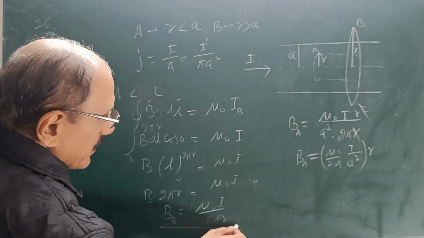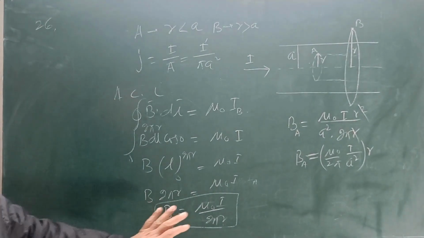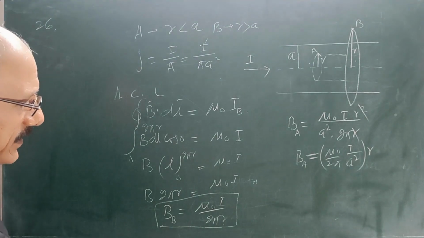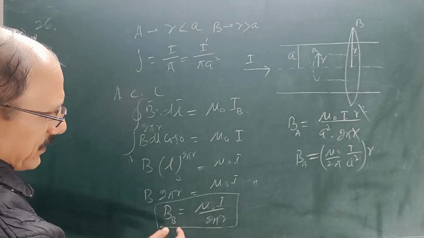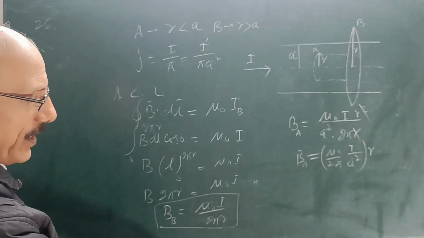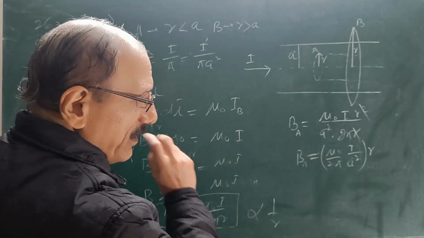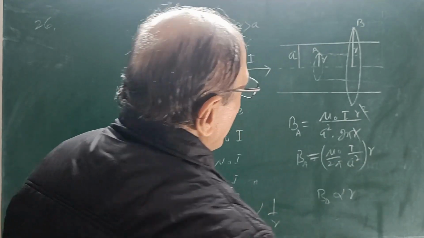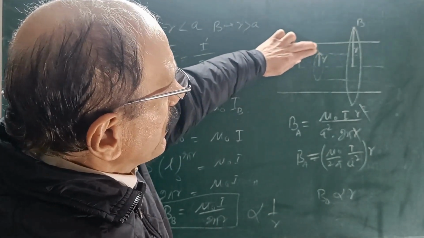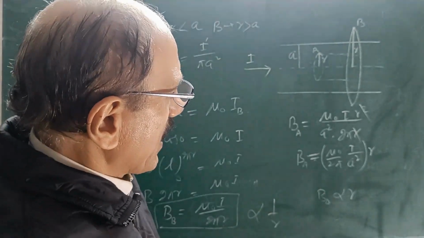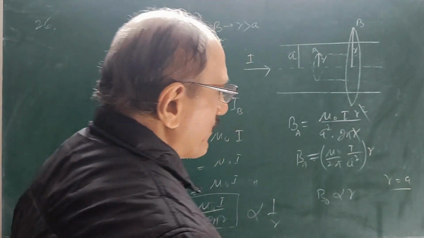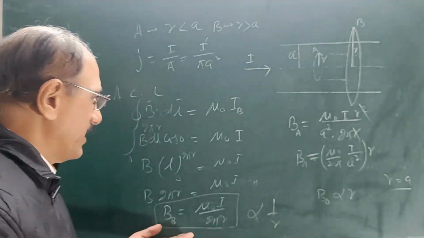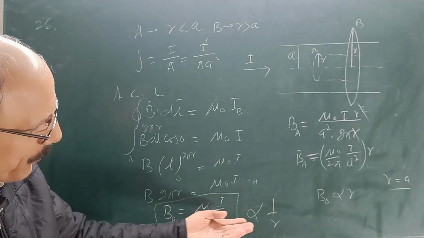So this is the complete answer, this and this. Just for information, see here the magnetic induction at B is inversely proportional to r. But here, B_A is directly proportional to r. Initially it will go on increasing till r is equal to A, and after that it will start decreasing. So here it is a linear dependence, and here it is inversely proportional to r.